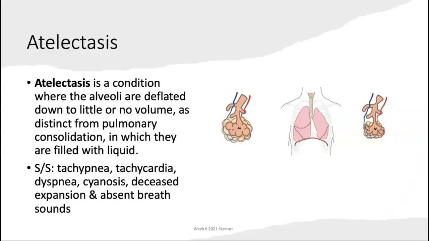So atelectasis focuses in on the alveoli. It's a condition where the alveoli are deflated down to little or no volume. And it's different from pulmonary consolidation, as in what we spoke about in chronic bronchitis with mucus, or with pneumonia, in which they are filled with fluid or purulent drainage. In atelectasis, they are collapsed. And it's just the small alveolar structures that are collapsed.